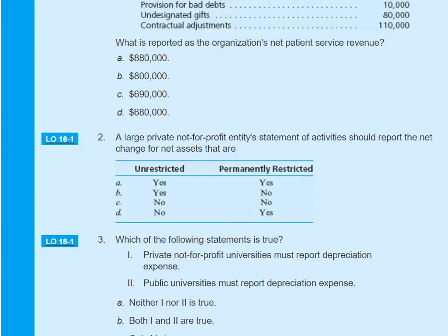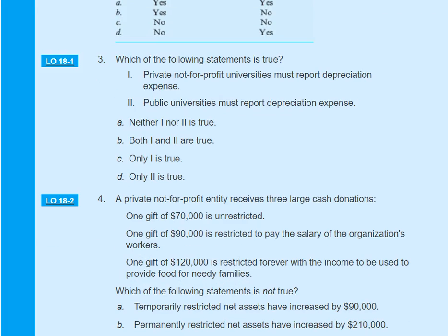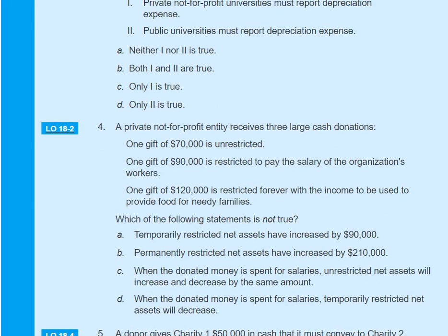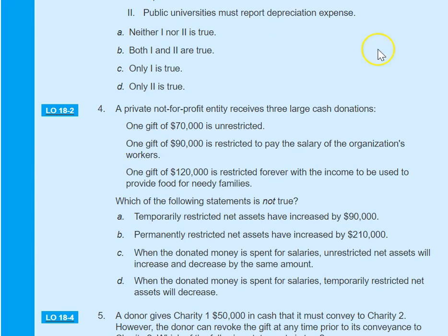Now let's see another example. Again, I'm looking into only the number based examples. So let's see. A private not-for-profit entity receives 3 large cash donations. One gift is unrestricted, $70,000. Another gift is $90,000 restricted to pay the salary of the organizational workers, and the third one is $120,000. It's also restricted forever, with the income to be used to provide food for needy families.